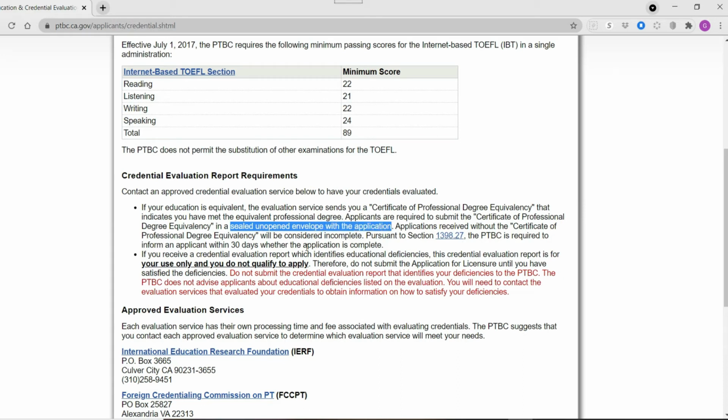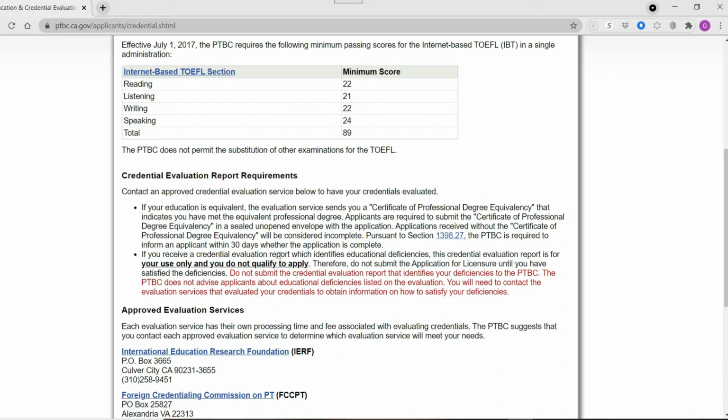So when you receive this certificate from any of the approved evaluation services below, do not open it. Okay, do not open it. So you have to keep it unopened and you have to submit it with the application form that we have seen previously. Application received without the certificate of professional degree will be considered incomplete. Okay, so PTBC is required to inform an applicant within 30 days whether the application is complete.